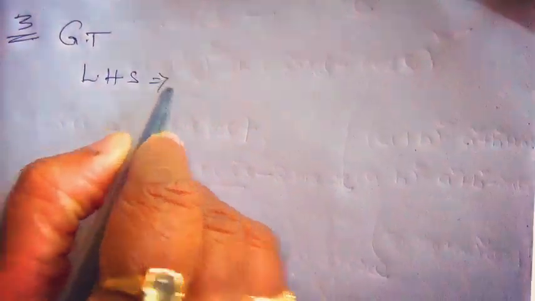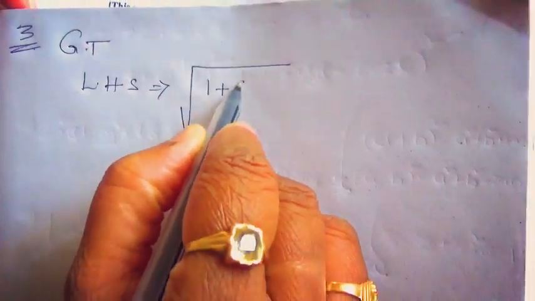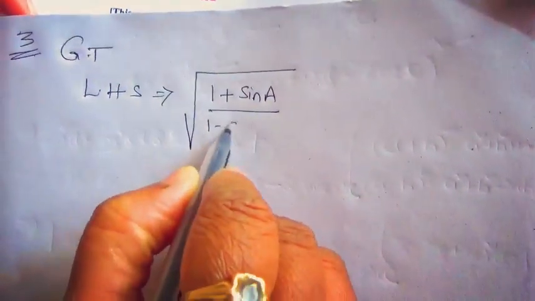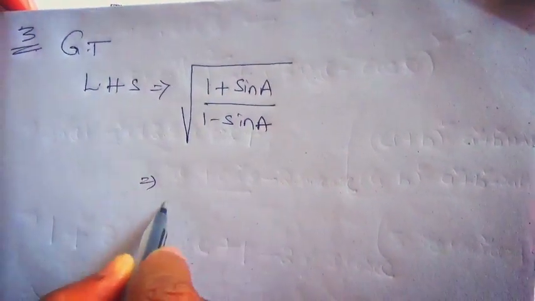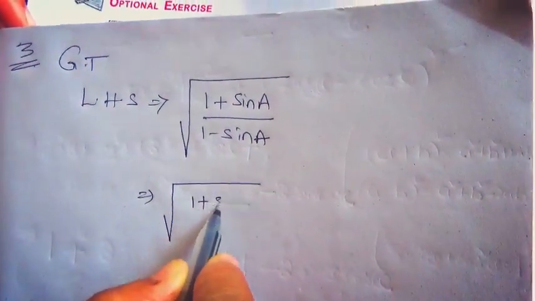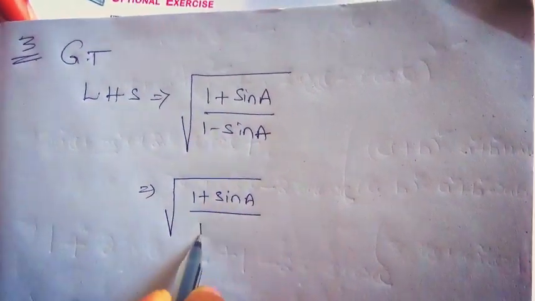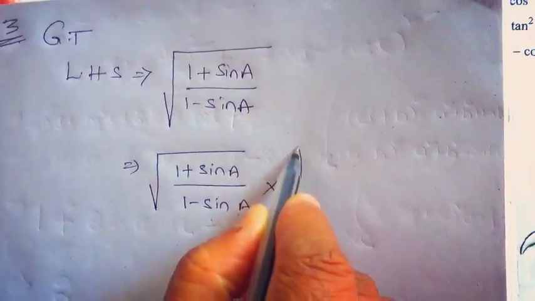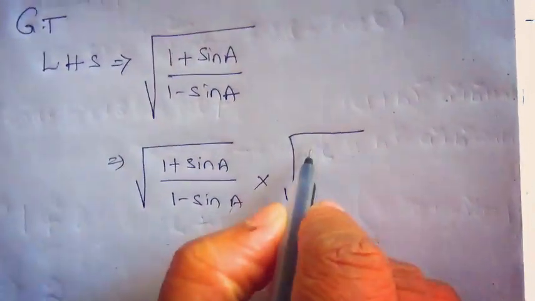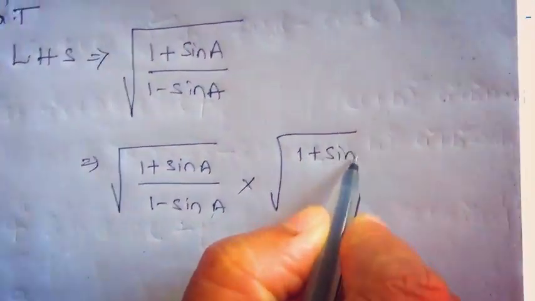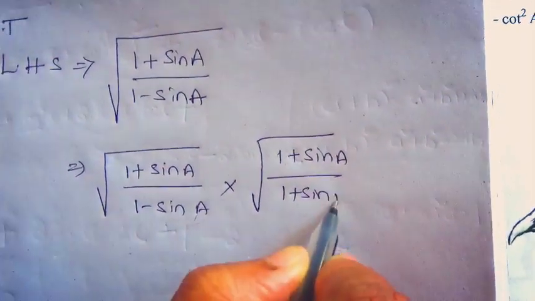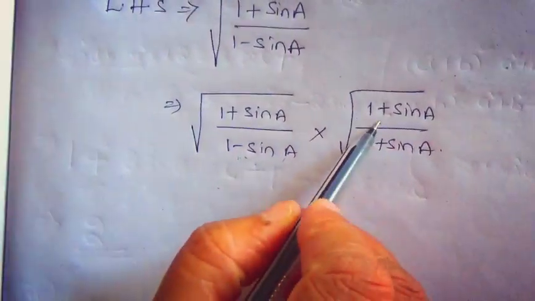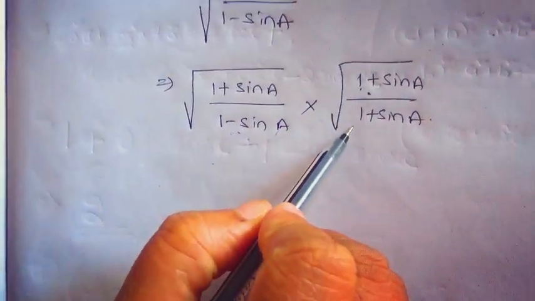So, third sum. Given that LHS is equal to square root of (1 plus sin a) by (1 minus sin a). We just take the rationalization for this. Since 1 minus sin a is in the denominator, I want to multiply the numerator and denominator by 1 plus sin a. The opposite sign has to be taken here to multiply the numerator and the denominator.